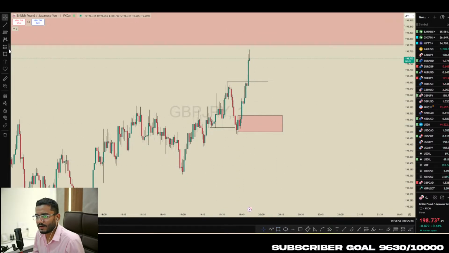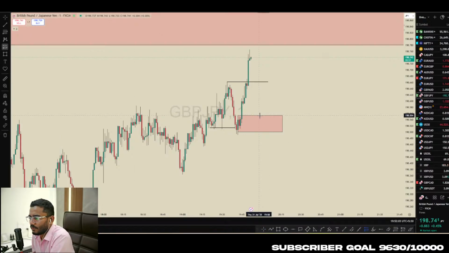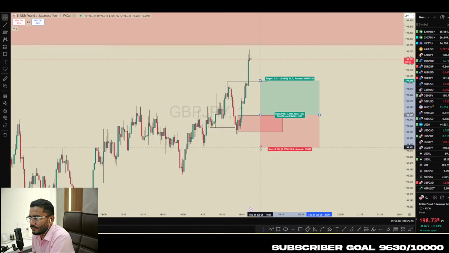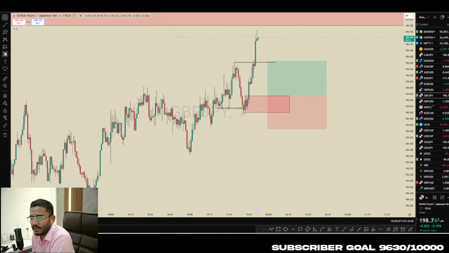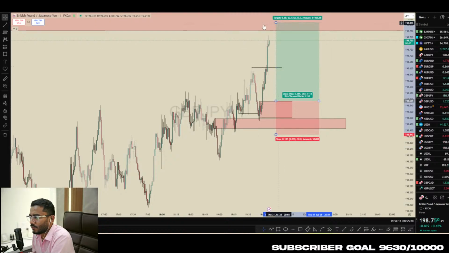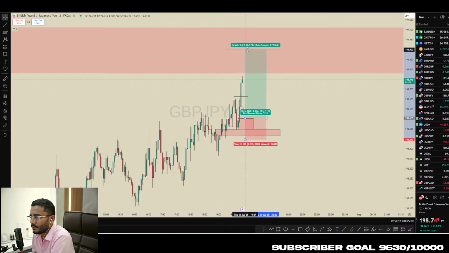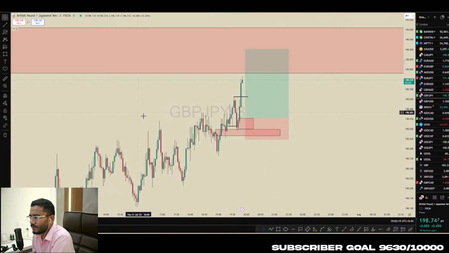We want price to create some kind of liquidity, just like on USD CAD. Stop loss below this area because we have this breaker block and this setup. So we can use this whole thing as an entry and we'll target the next high. The 1:3. Price should create trend line liquidity first and then this setup will be valid. Let's see. I don't think it will happen today.